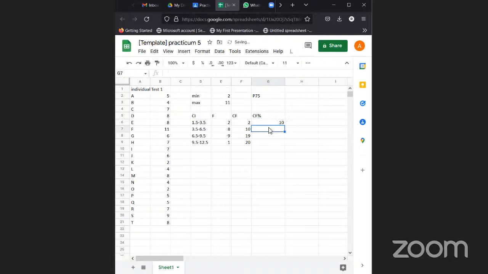Totally. Yes. And obviously, when the cumulative frequency is 10, our percentage is going to be 50%. And when it's 19, it is going to be 95%. And then again, this is going to be 100%. Are you able to follow with me? Yes.